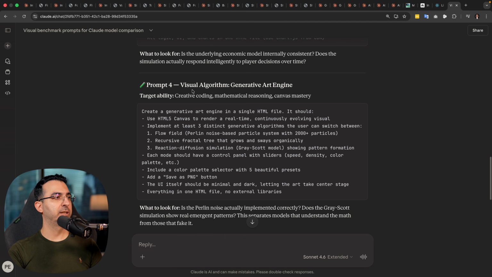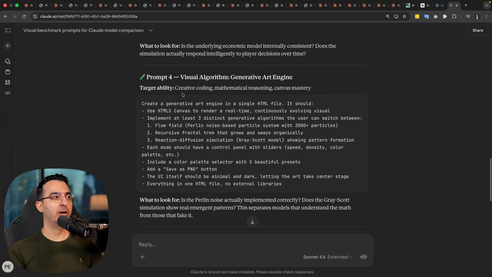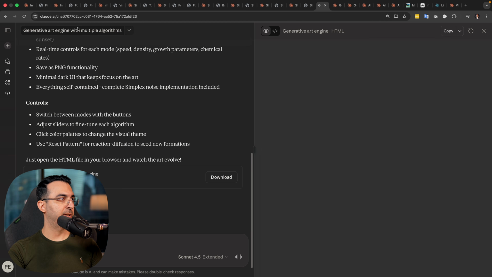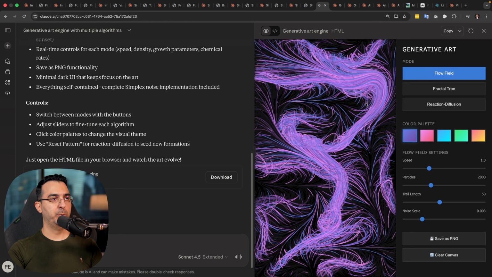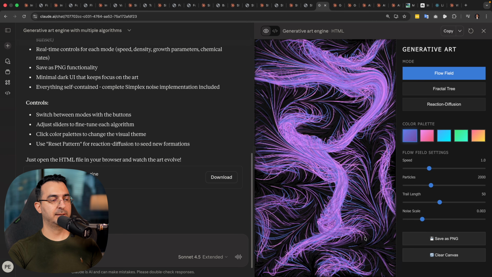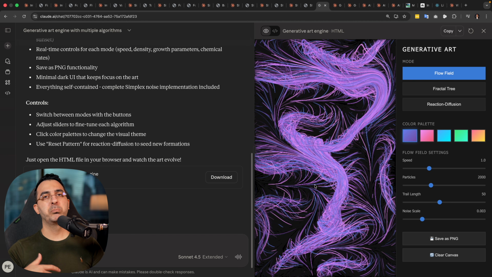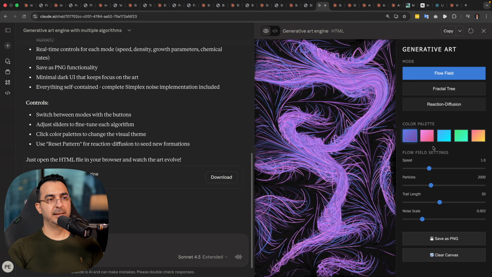Project number 4. It's visual algorithms for generative art engine. So here we are looking at the ability of creative coding, mathematical reasoning, and canvas mastery. So here we have Sonnet 4.5, and this is our canvas, and we want to see the way particles are acting based on the settings that we can set here.